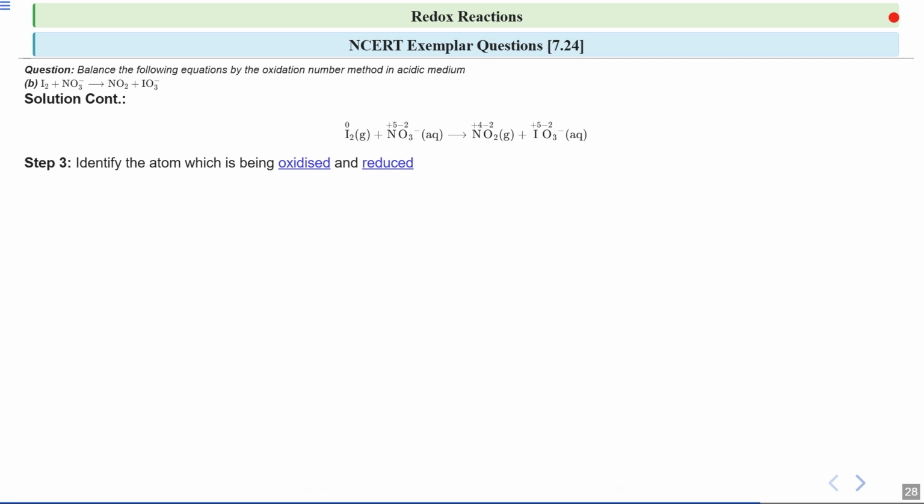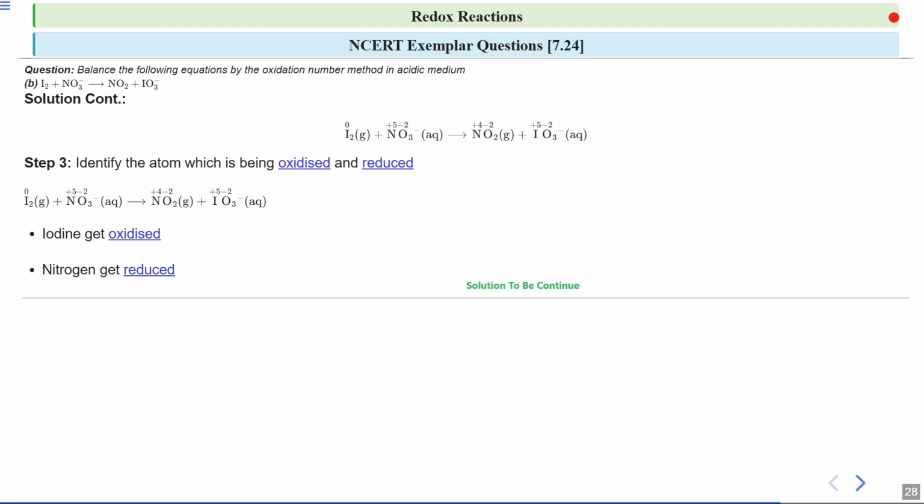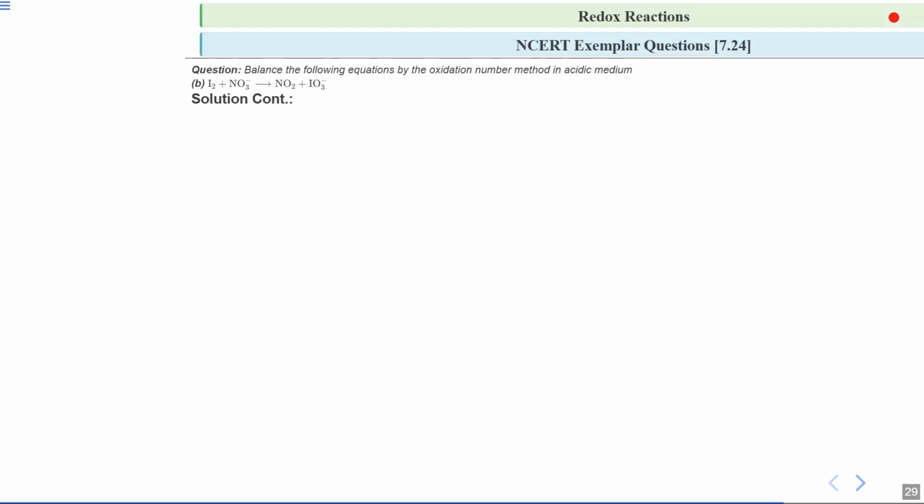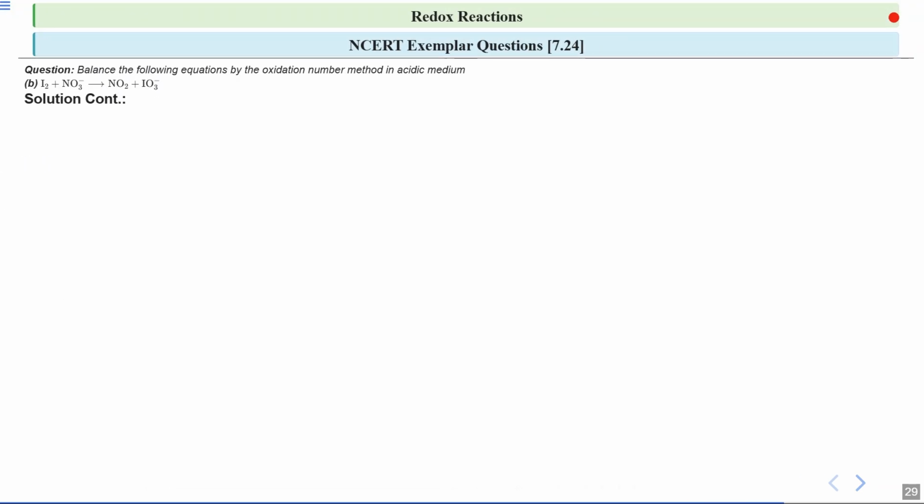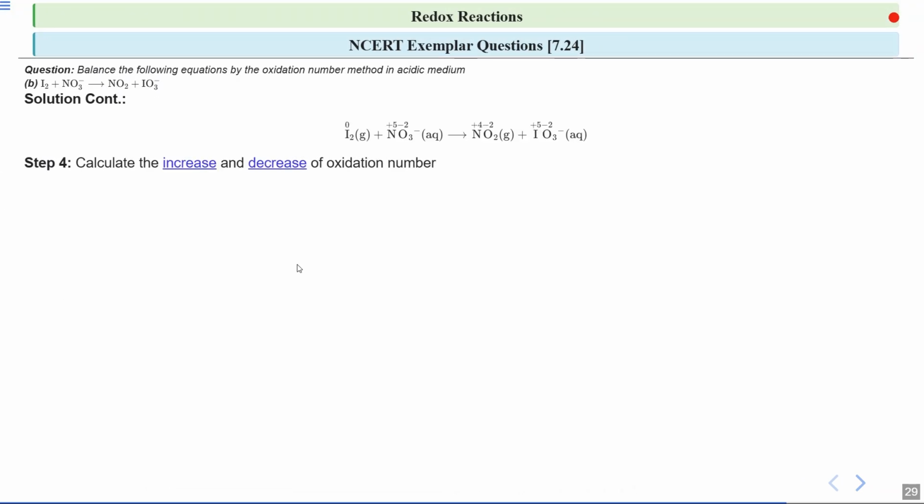Here, you will identify which is getting oxidized and which is getting reduced. If you see in the given equation, iodine is getting oxidized and nitrogen is getting reduced, because iodine shows an increase in oxidation number from 0 to +5, whereas nitrogen shows a decrease in oxidation number from +5 to +4. The next step is to see the amount of change. So how will we calculate it?